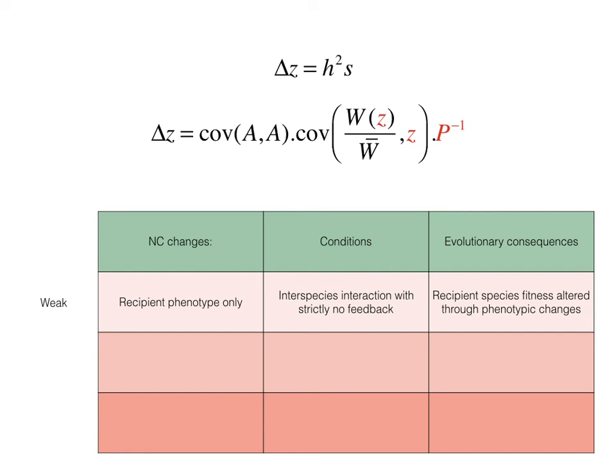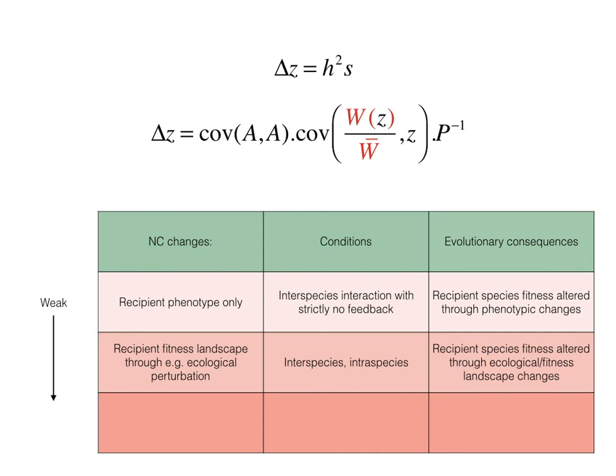I contend that this is only possible in interspecies interactions with strictly no feedback. I've done some maths that suggests that any feedback involved in this system whatsoever will push us down this table. So I would contend firstly that it's only possible in this condition, and I would contend that it's extremely rare. Nevertheless, it does have evolutionary consequences because the recipient species fitness is altered through phenotypic changes. Okay.